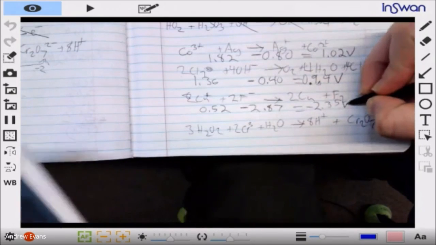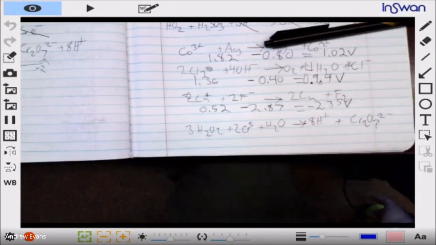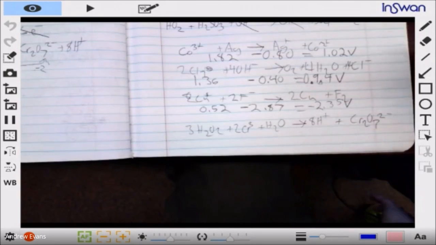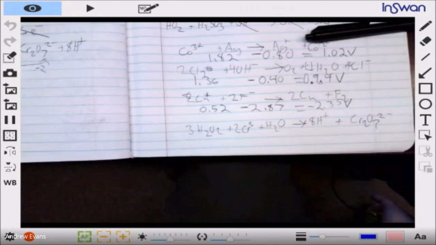As we'll see in the future, this is because this is an electrolytic cell that we can put power in to force it to do it, but it will not happen on its own. It is non-spontaneous. And the last one is a massive beast.